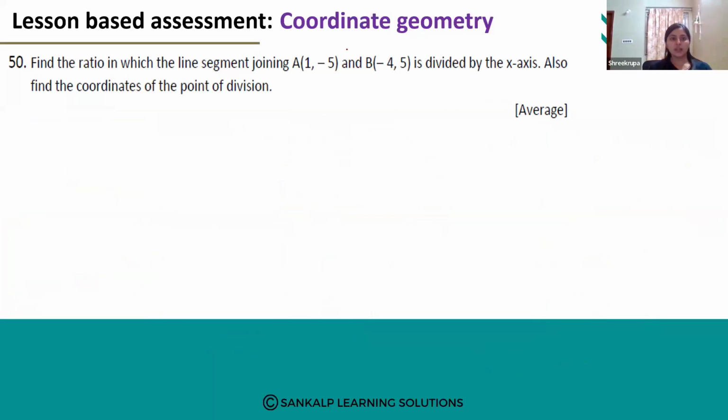Hello everyone. Let's look at question number 50. Find the ratio in which the line segment joining A(1, -5) and B(-4, 5) is divided by the x-axis. Also find the coordinates of the point of division.